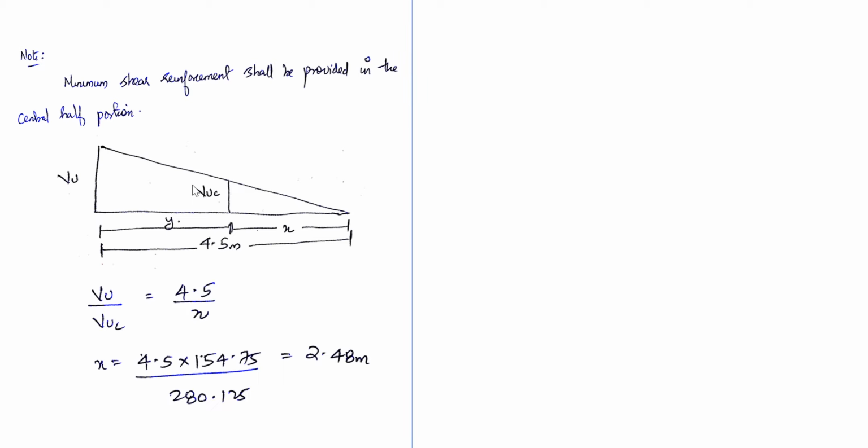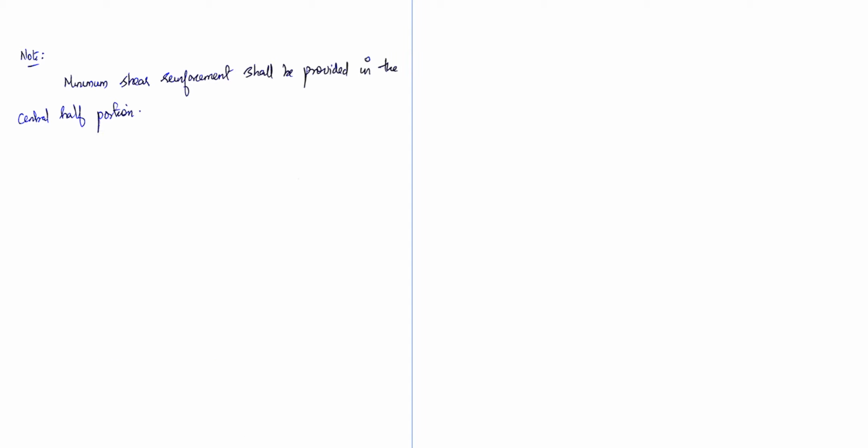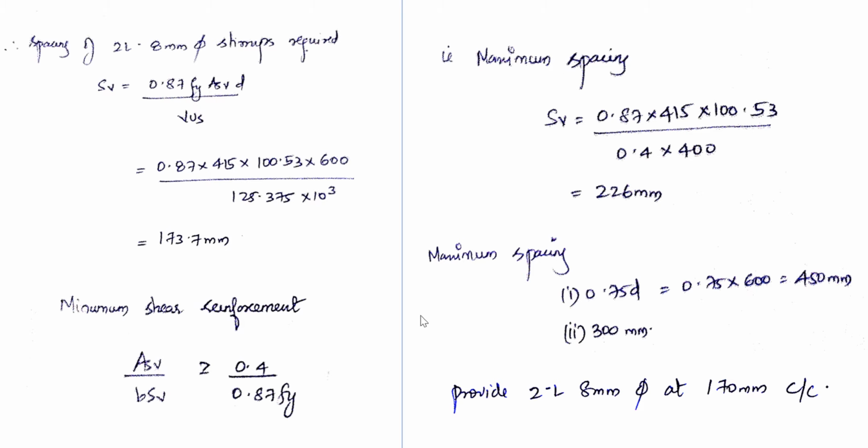So when I am calculating, this is a similar triangle. This is the half portion of your shear force diagram. I will get VU by VUC is equal to 4.4 divided by X. I will get the value for X as 2.48 meter. That is, I will get the value for Y as 2.01 meter. So I will provide the design shear reinforcement for this Y distance, that is up to 2.01, as two-legged 8 mm at 170 mm center to center.